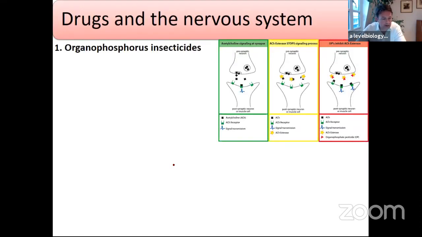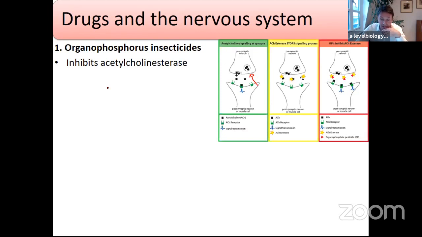One that does come up a lot is organophosphorus insecticides. So that inhibits acetylcholinesterase. And acetylcholinesterase is the one that breaks down acetylcholine, and therefore it gets reabsorbed back into the presynaptic neuron.